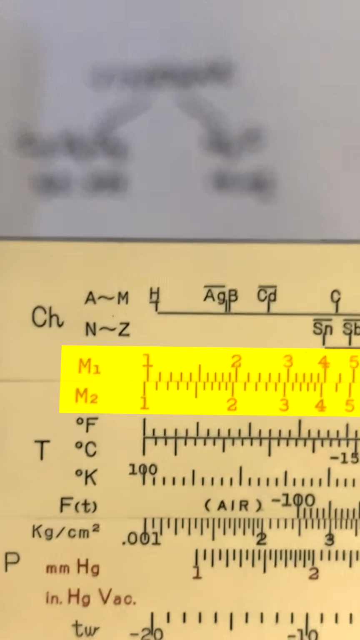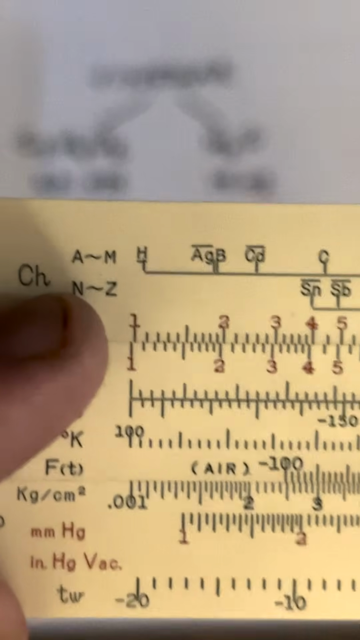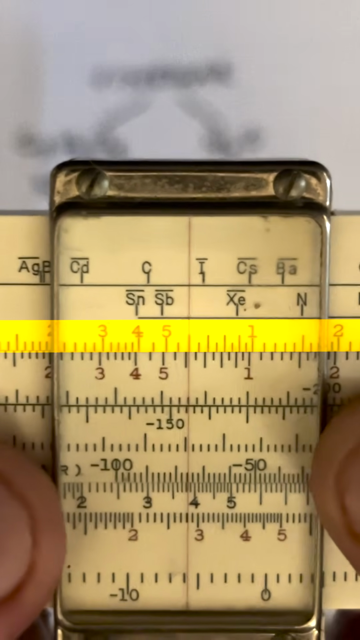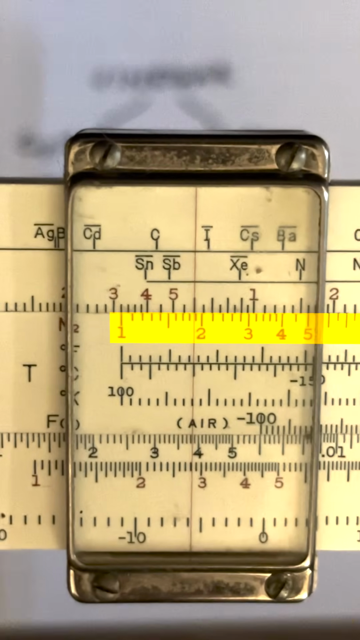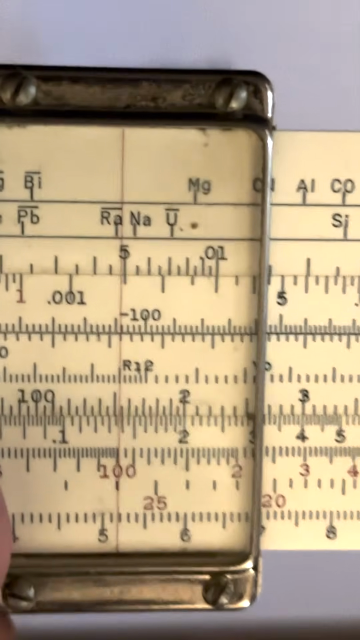Now let's set these both up on our M scales. On the M1 and M2 scales, that's going to be our elements. So let's assume that the 1 is 10. I want to go to the atomic weight of acetic acid, and that's going to be at about 60. And then we want to set the atomic weight of water right underneath it, 18. And now we've got this set up to where we can find a mole percentage.